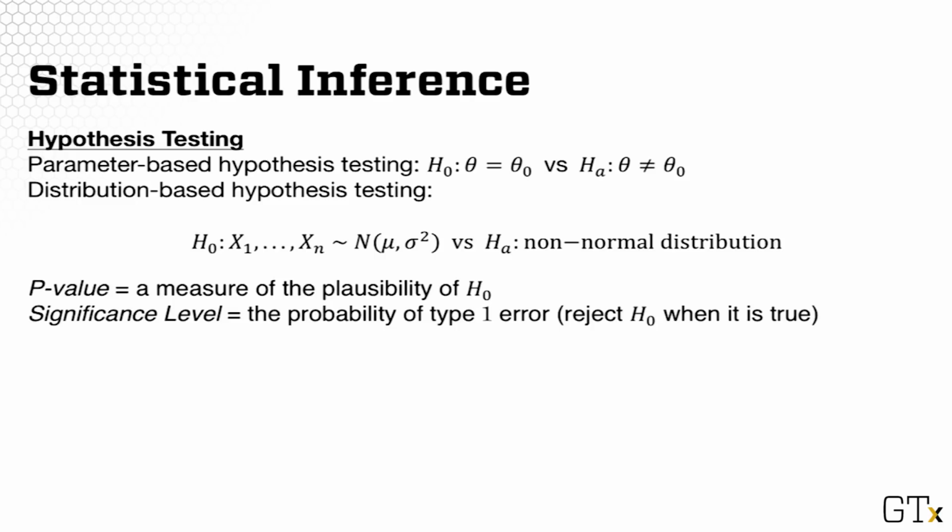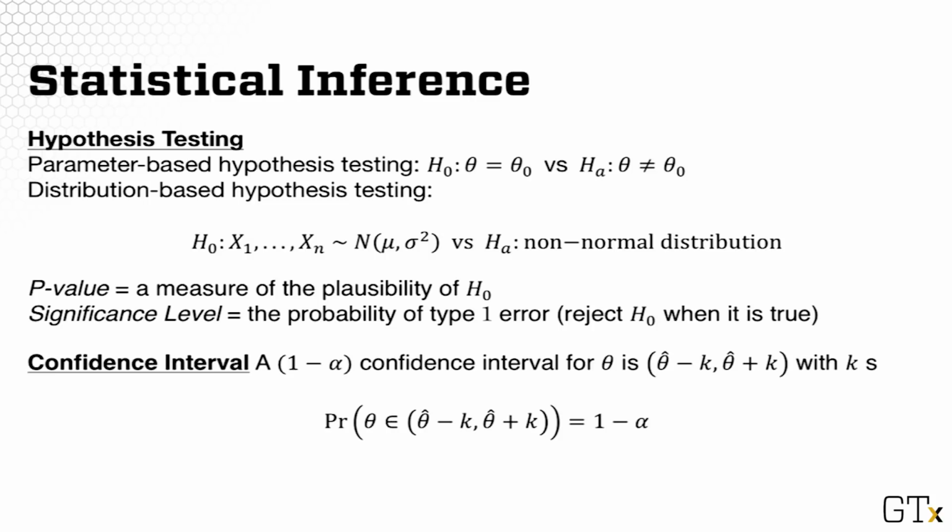In all such hypothesis testing procedures, we always have a null and alternative hypothesis. We often make decisions based on a p-value rather than rejection rules, and in this class, we're going to focus on making decisions based on p-values. A p-value is a measure of the plausibility of the null hypothesis. The p-value can also be interpreted as the smallest significance level at which we reject the null hypothesis, where the significance level is the probability of type 1 error.